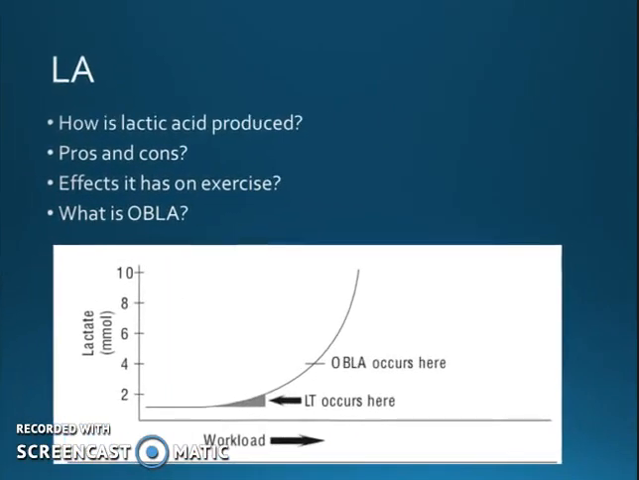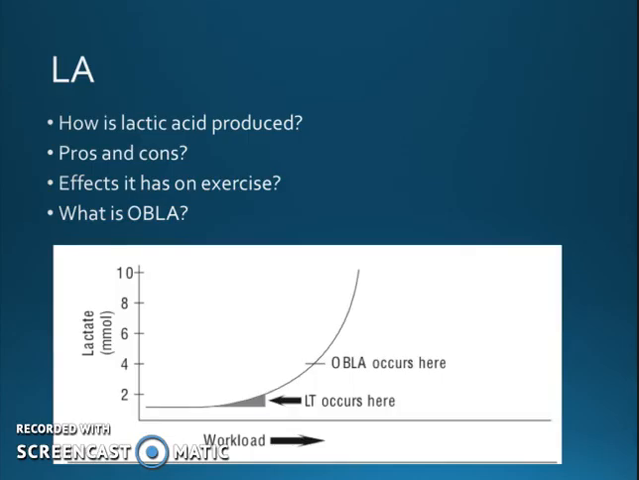So lactic acid. So how is lactic acid produced? Lactic acid is made when we use our lactic acid system, as it is a byproduct of our pyruvate, and it can make muscles fatigue quite a lot. It increases the acidity of the blood but decreases the pH.